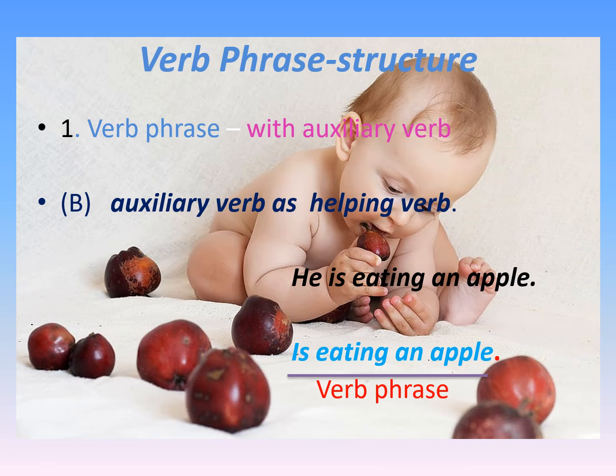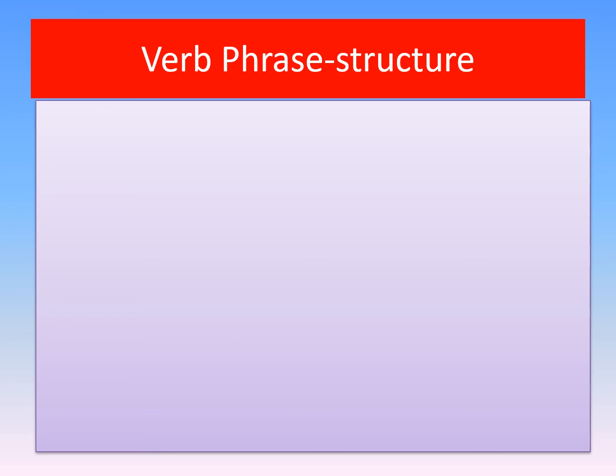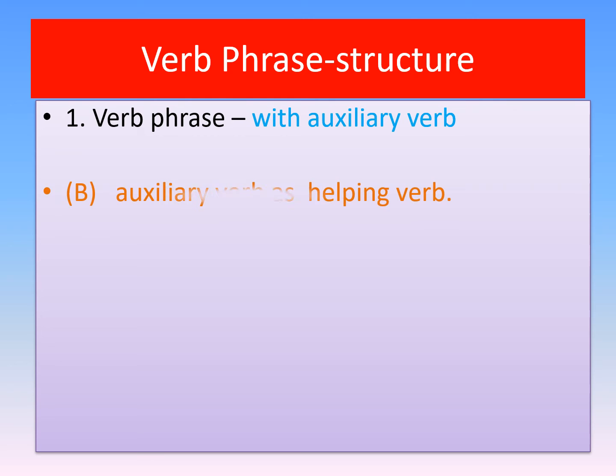So there are two types in the verb phrase with an auxiliary verb. First one, auxiliary verb as a main verb. Second one, auxiliary verb as helping verb. Let us see one more example of verb phrase with auxiliary verb as a helping verb.